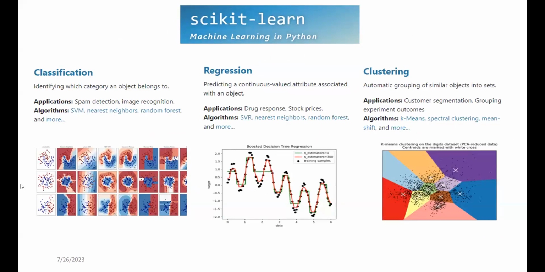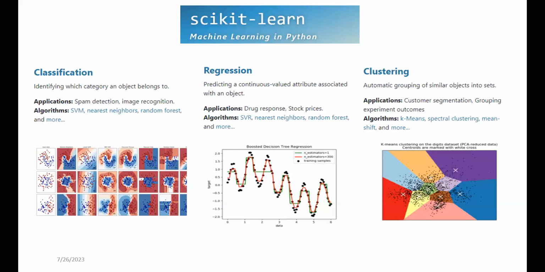Now, these are some features you can use in the scikit-learn library. Like classification, it identifies which category an object belongs to. It's a similar case to the example we took to understand the working of an artificial neural network. It has applications in spam detection and image recognition. The ready-to-use algorithms you can find in scikit-learn for classification are SVM, nearest neighbor, random forest, and many more machine learning algorithms.